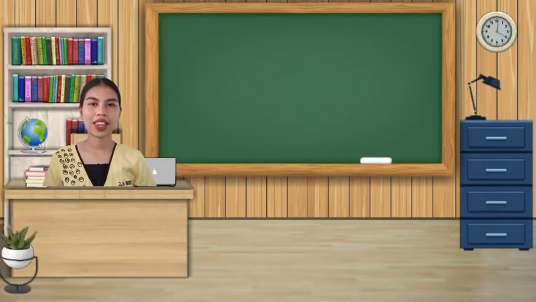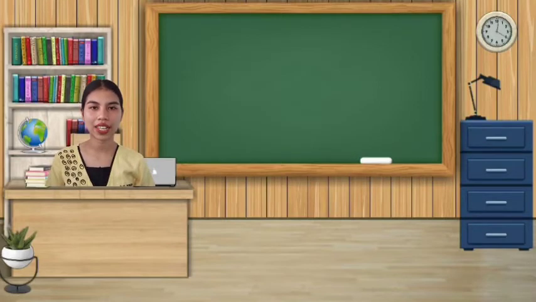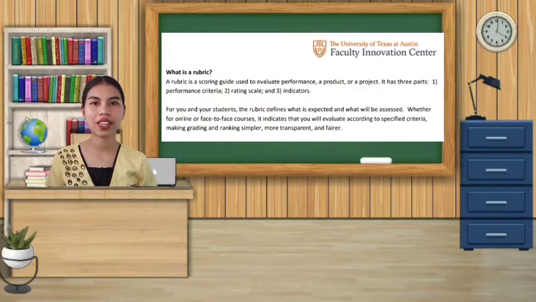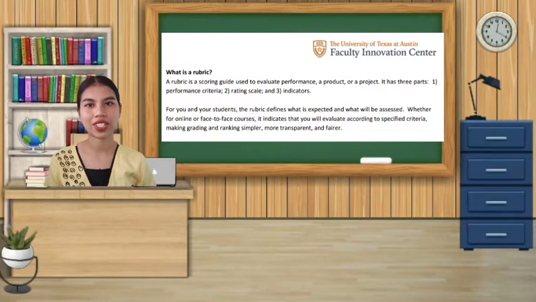But first, let us define what is a rubric. According to the Faculty Innovation Center at the University of Texas at Austin, a rubric is a scoring guide used to evaluate a student's performance, product, or project. It has three parts: the performance criteria, the rating scale, and the indicators.